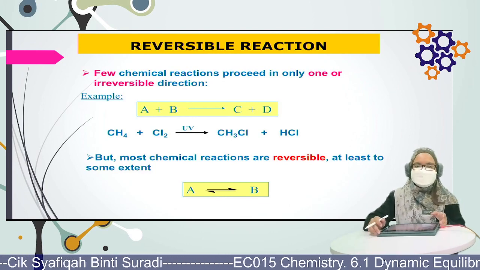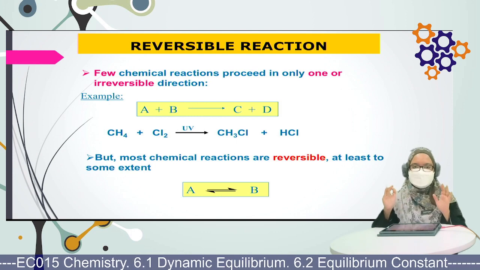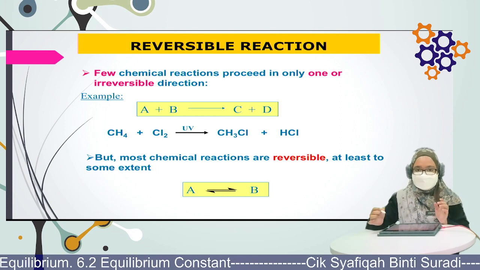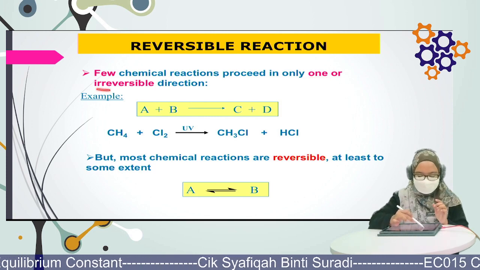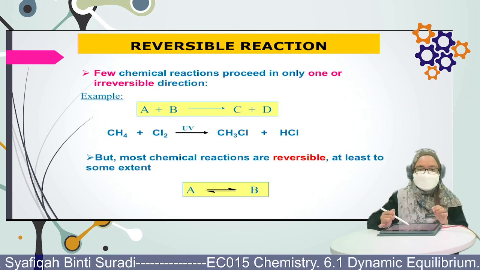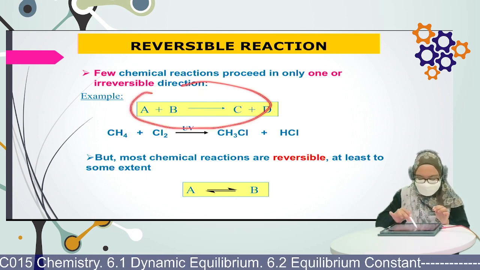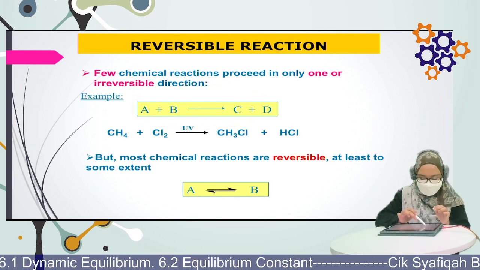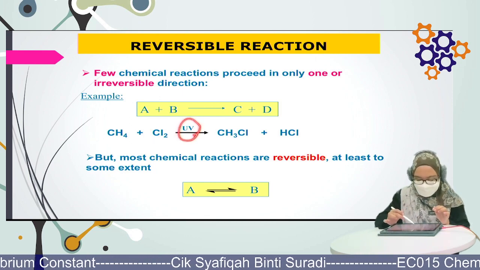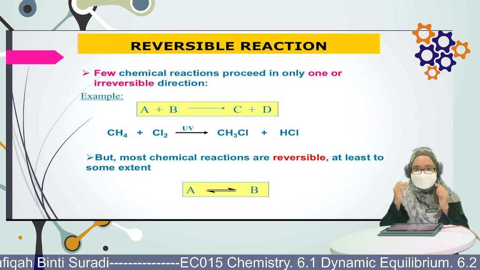As you know, chemical reactions have two types: non-reversible reaction, and the second one, reversible reaction. Some chemical reactions will proceed in only one direction, which we call a non-reversible or irreversible reaction. In this example, we have A plus B forming C plus D in a forward direction only. This is the general reaction. If we look at the example here, we have CH4, methane, reacting with chlorine gas in the presence of UV to form CH3Cl plus HCl. This is an irreversible reaction, only one direction.